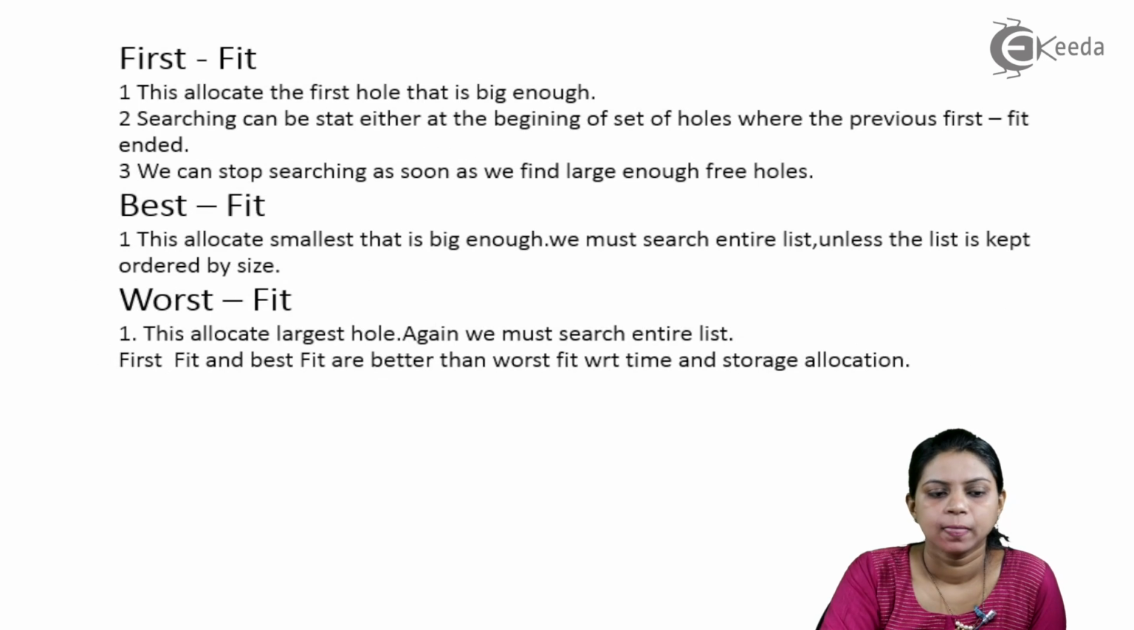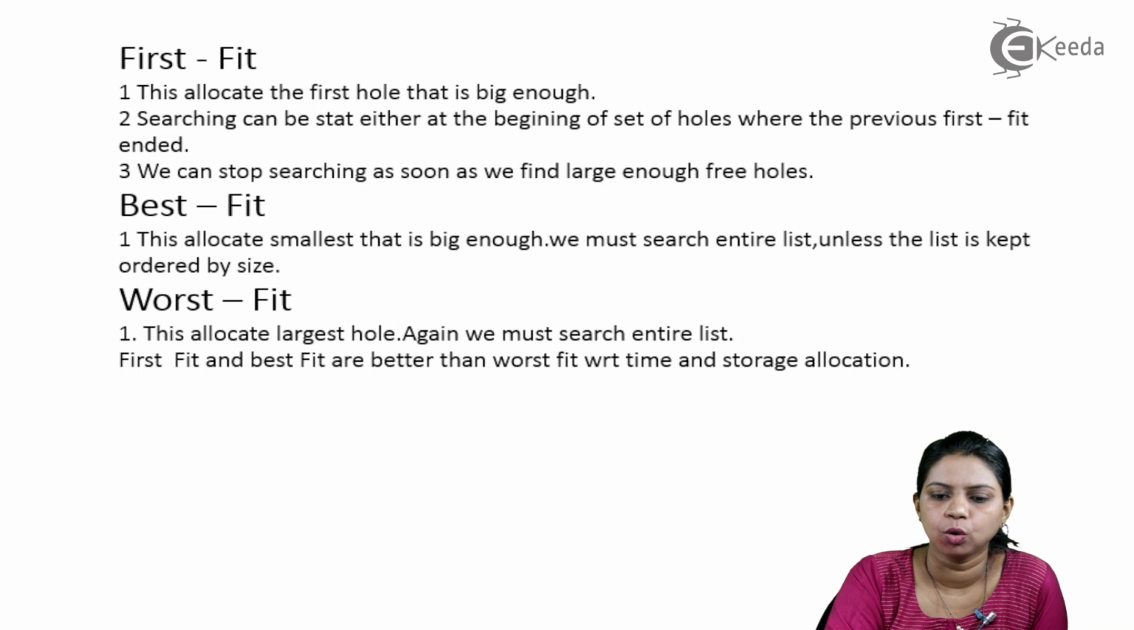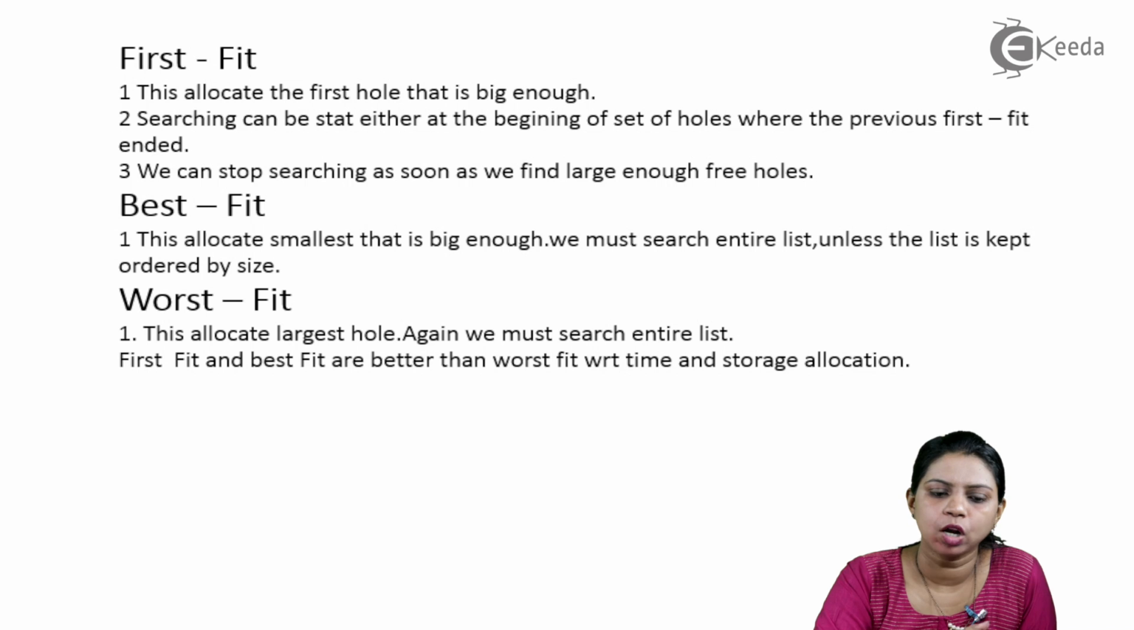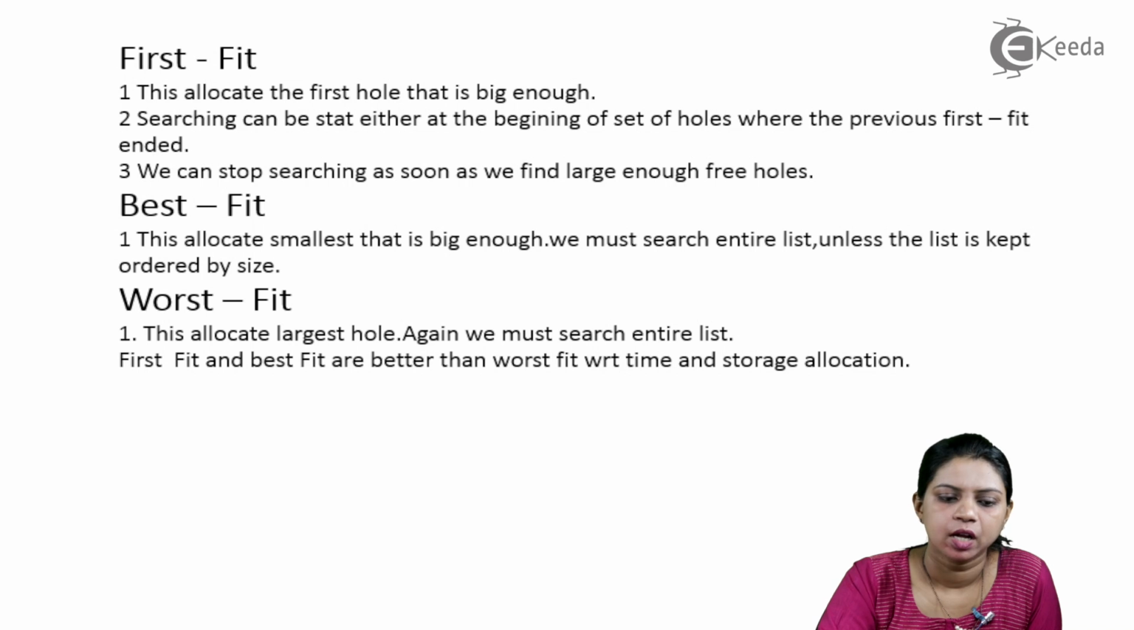What is first fit? In first fit, it allocates the first hole that is big enough. Searching can start either at the beginning of the list or where the previous first fit search ended, and we can stop searching as soon as we find a large enough hole. Next is best fit. In best fit, it allocates the smallest hole that is big enough. So we must search the entire list unless the list is kept ordered by size. Next is worst fit. In worst fit, it allocates the largest hole.